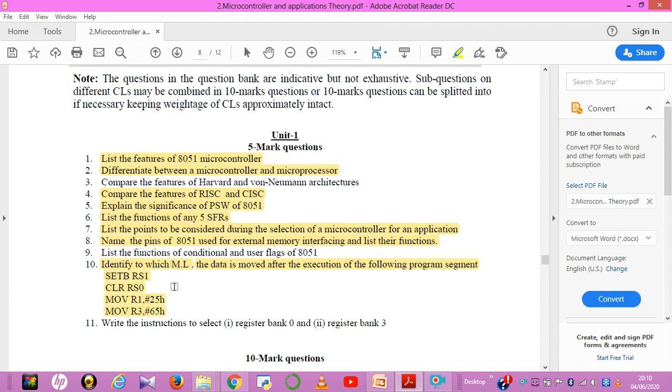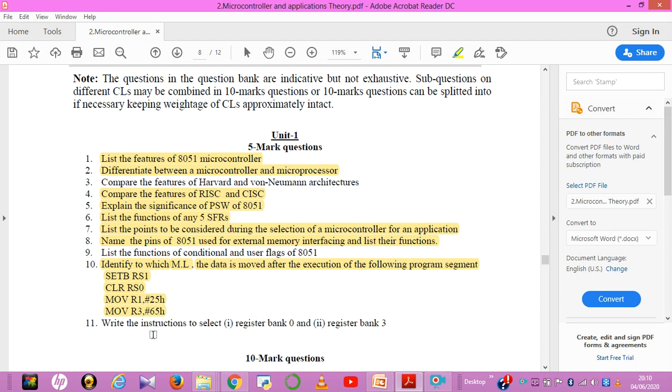For register bank 2, the register address you have to see in the table of RS1 and RS0, and the corresponding addresses of R1 and R3 you have to mention. That is the memory location.